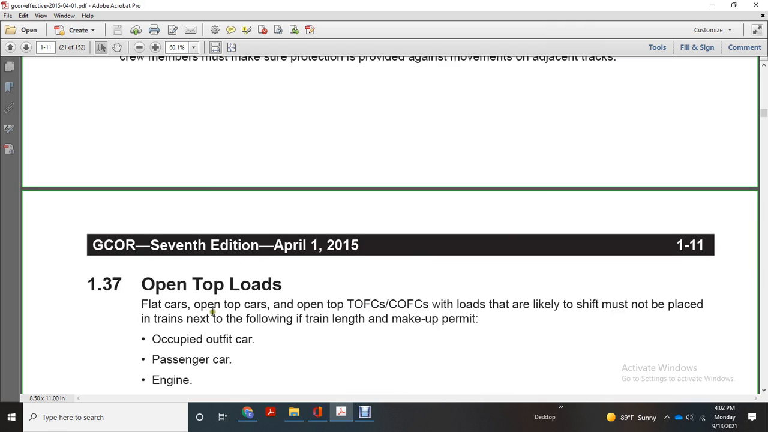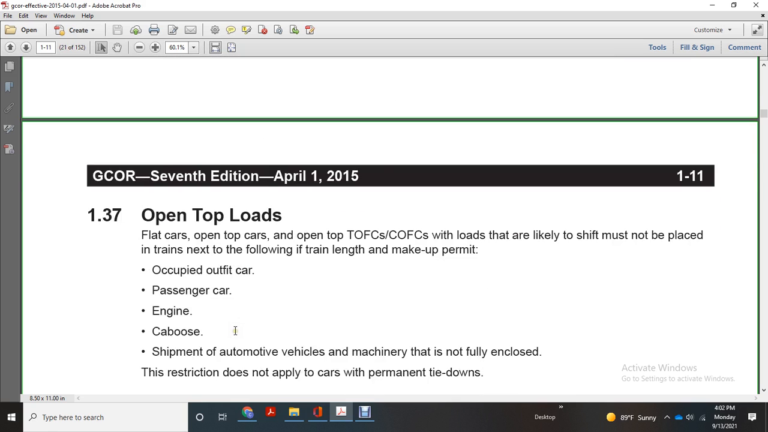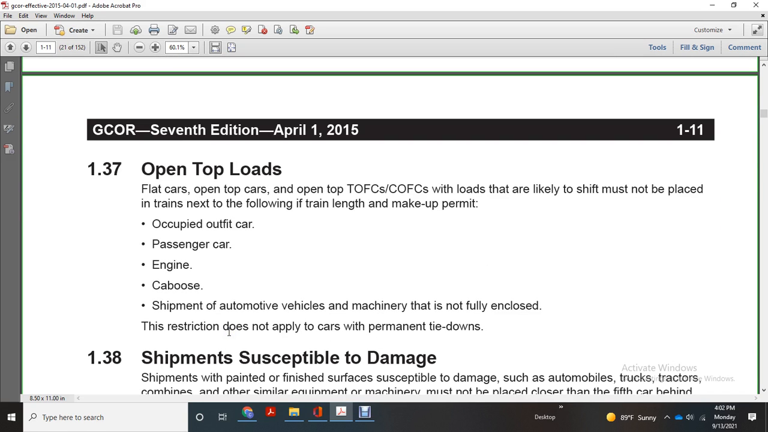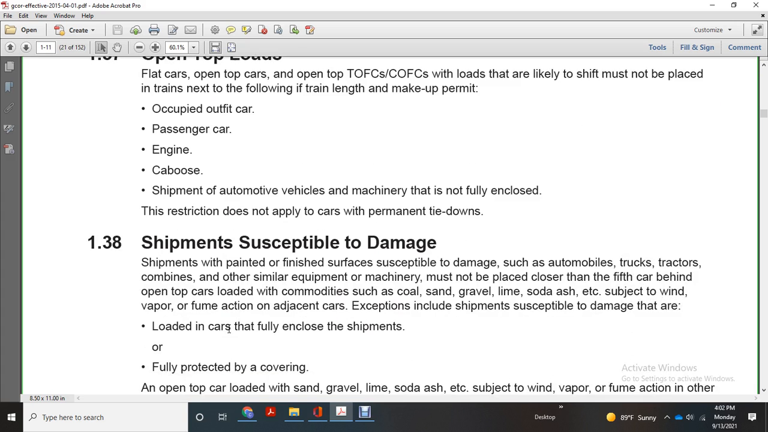Open top load cars. A flat and open top car, an open top trailer on a flat car, or a container on a flat car with loads likely to shift must not be placed within the train next to the following: the train length of the makeup of a permanently occupied outfit car, passenger car, engine, caboose, or shipment with an automotive vehicle or machinery that is not fully enclosed. The restriction does not apply to cars with permanent tie downs.